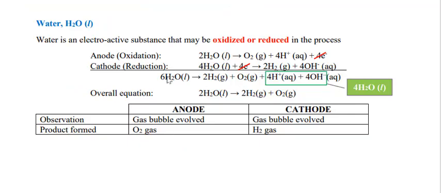In the electrolysis of water, since water is an electroactive substance, it may undergo oxidation or reduction. When water undergoes oxidation, it releases oxygen gas and produces hydrogen ion, while when water undergoes reduction, it releases hydrogen gas and produces hydroxide ion. On our anode and cathode, we can see gas bubbles evolve. The products formed at the anode and cathode are oxygen gas and hydrogen gas respectively.